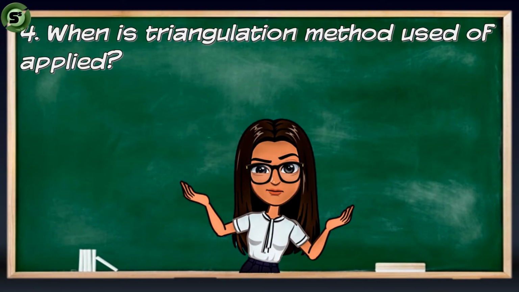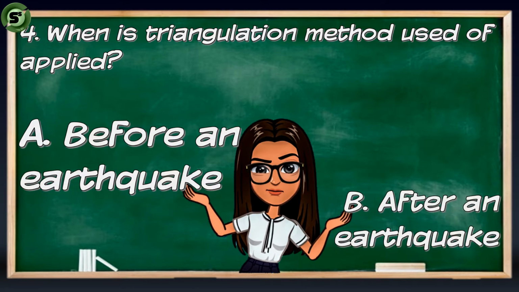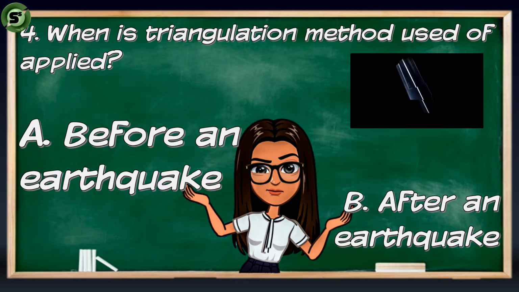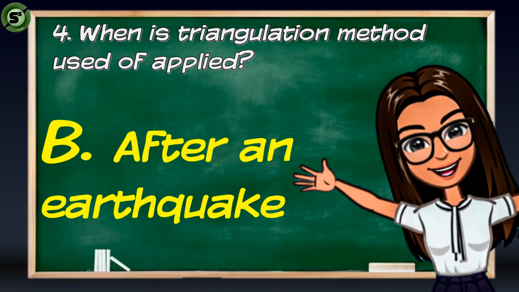When do scientists apply triangulation method? Is it A. Before an earthquake, or B. After an earthquake? Great. It is applied after an earthquake has occurred. No method can know any future earthquakes.